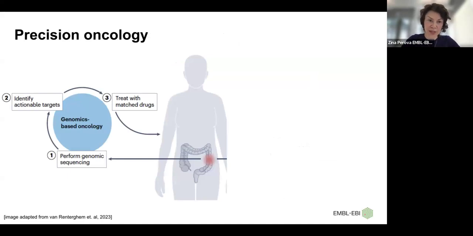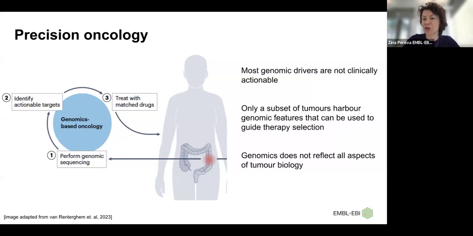I would also want to mention the traditional precision oncology approach of taking a human sample to perform genomic sequencing, to identify actionable targets and treat patients with matched drugs. Over the years, large genomic studies showed that most genomic drivers actually are not clinically actionable, and that only a subset of tumors harbor genomic features that can be used to guide therapy selection. And genomics doesn't reflect all aspects of tumor biology.